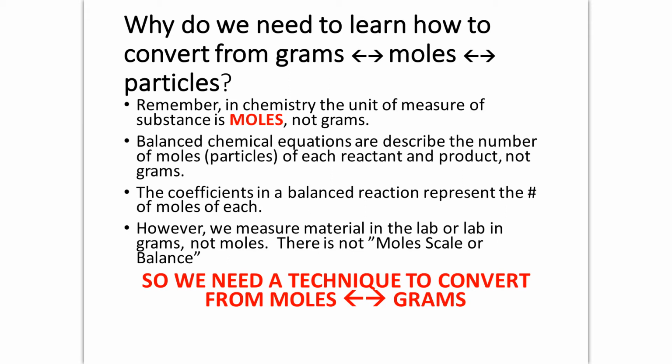So remember, when we do stuff in chemistry, everything's done with the moles. In a balanced chemical reaction, the coefficients are the number of moles of material, not the number of grams. However, we measure stuff out in grams. So we've got to find a technique to go from grams, which is the macroscopic world, into moles, which is the microscopic world. And so these conversions will show you how to do that.